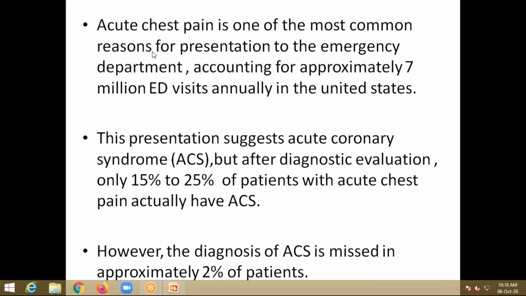Acute chest pain is one of the most common reasons for presentation to the emergency department, accounting for approximately 7 million emergency department visits annually in the United States. The presentation suggests acute coronary syndrome, but after diagnostic evaluation, only 15 to 25% of patients with acute chest pain actually have acute coronary syndrome, which I have discussed earlier. Only 15 to 25% of patients will be of cardiac origin. However, the diagnosis of acute coronary syndrome is missed in approximately 2% of patients.